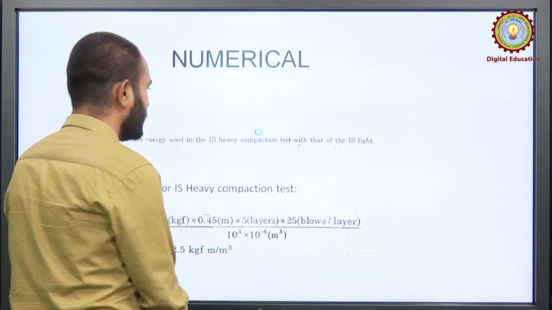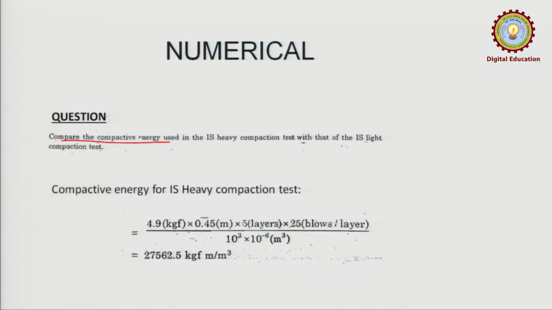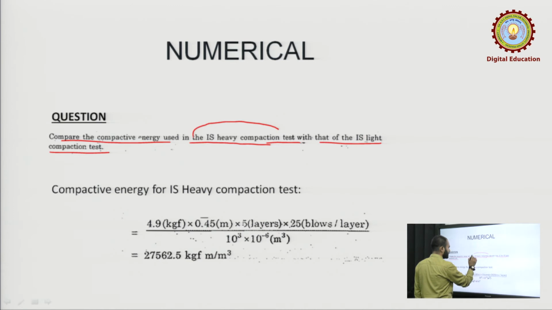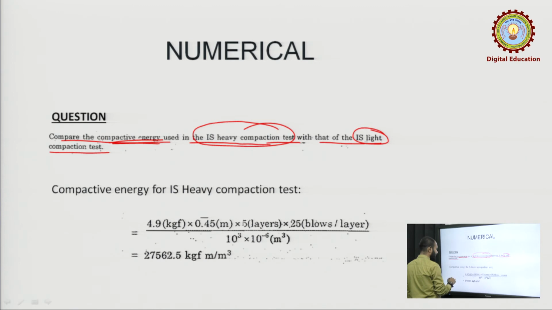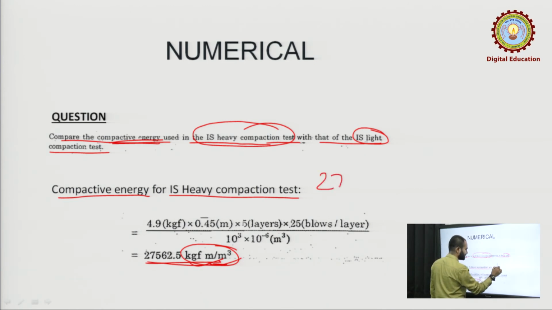Now let us go to a numerical based on these tests only. Compare the compactive energy used in the IS heavy compaction test with that of the IS light compaction test. Both IS methods are to be compared for their compactive effort, which we just calculated. The compactive effort for heavy we just calculated. Here the unit is in kgf, so the values are different, but you can compare in the same unit as we calculated before, and the result will be the same.